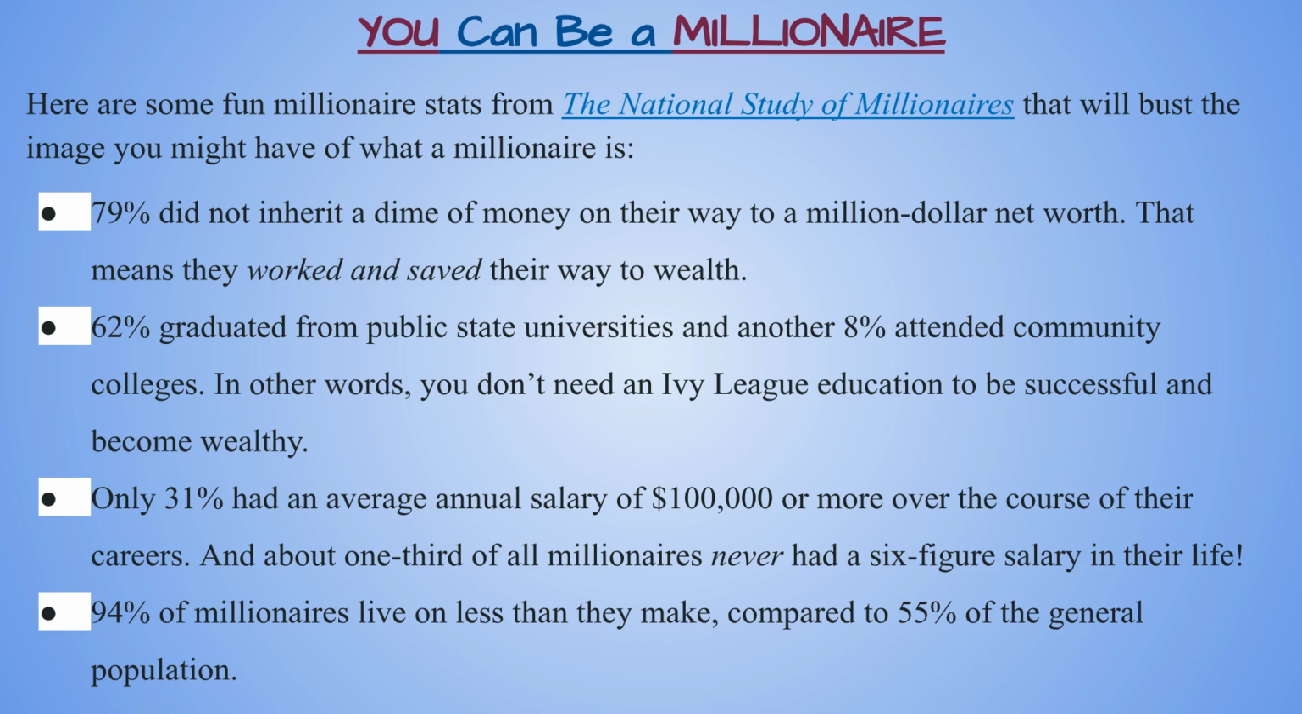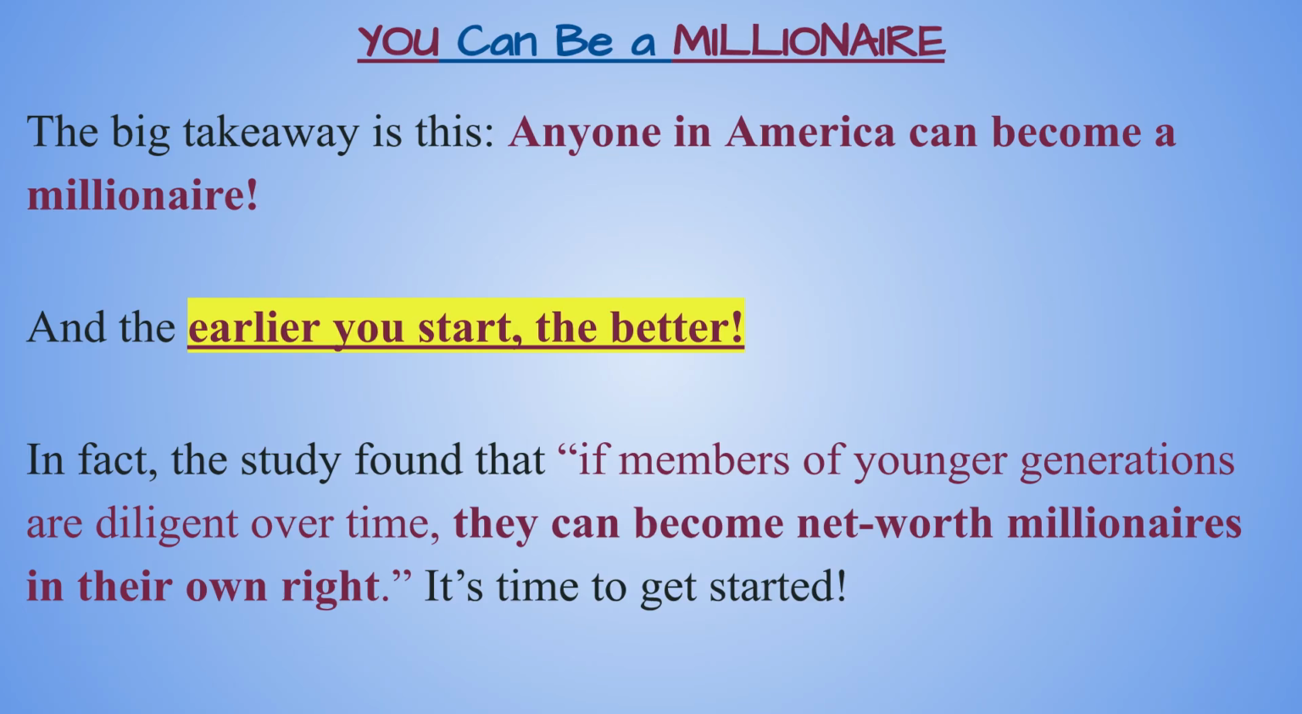Fun millionaire stats show that 79% did not inherit their wealth. They worked and saved. Also, 62% graduated from public state universities, and only 31% had an average annual salary of $100,000 or more. Critically, 94% live on less than they make. The big takeaway is that anyone can become a millionaire, and the earlier you start, the better.